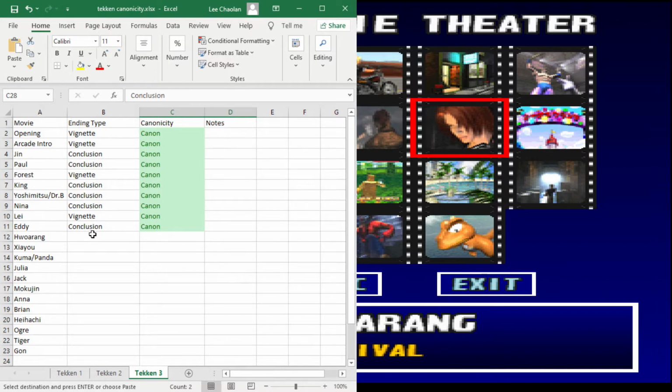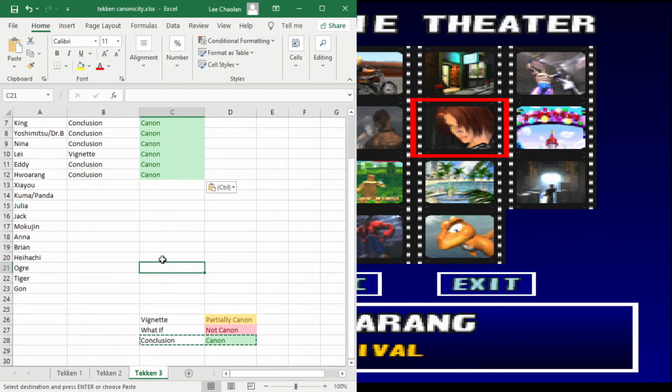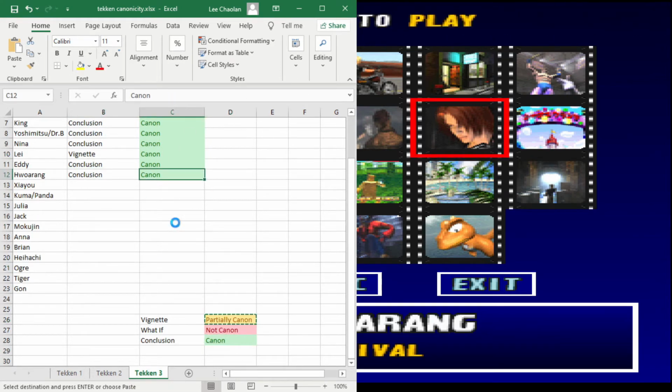In future entries, we know that Huarong knows what Jin is, and he's looking for a rematch. In fact, I believe there's a point later on where Huarong fights Jin, but he turns into Devil Jin, and he loses because of that, I think. I'd have to look that up to research it. So we'll call it a conclusion ending, and just to spice things up, we'll call it partially canon.